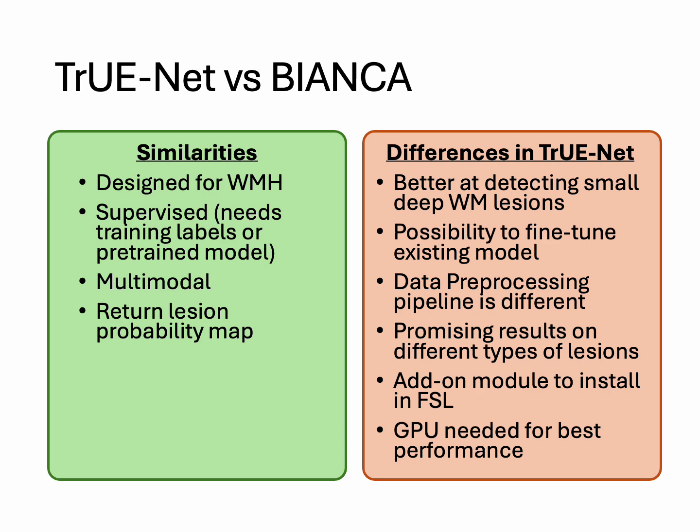There are actually provisions to add more modalities in Bianca, whereas in TrUE-Net you need to train the model fresh whenever you have a new modality. We do have pre-trained models for FLAIR and T1 separately, and for both FLAIR and T1 in TrUE-Net. But if you need to add any additional modalities, you need to train the model from the start. And both of them return the lesion probability map on which you will apply the threshold that you want to obtain the final binary maps of hyperintensities.